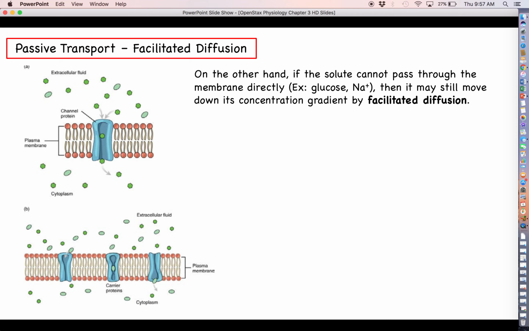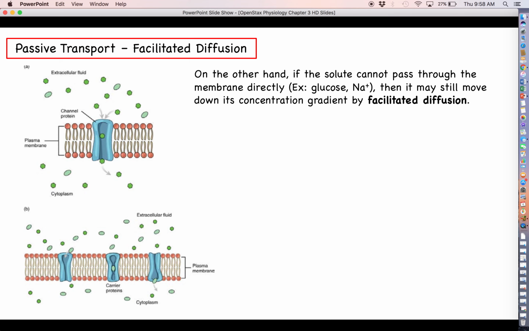So the other type of passive transport other than simple diffusion is called facilitated diffusion. Facilitated diffusion is a term that is reserved for moving molecules from high to low concentration, just like what we did with simple diffusion, except this time we are talking about solutes that cannot pass through the membrane directly. So things that are either too polar or too electrically charged. Some examples would be something like glucose, which is very polar, or sodium or potassium, which are electrically charged.